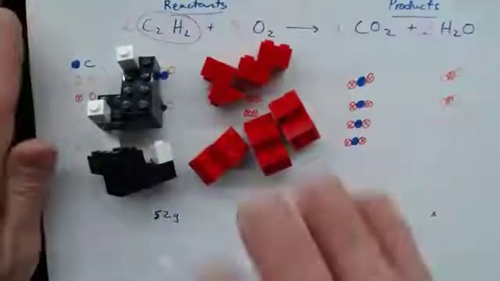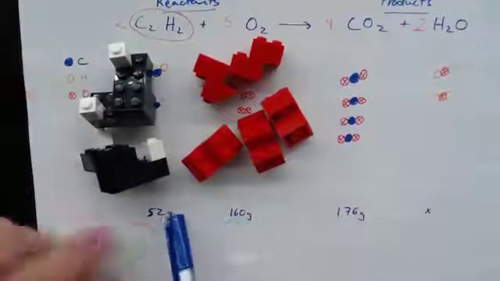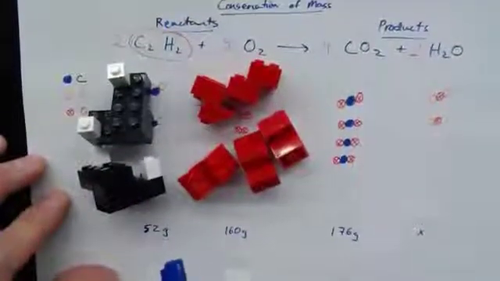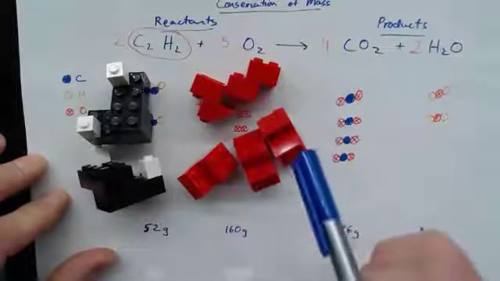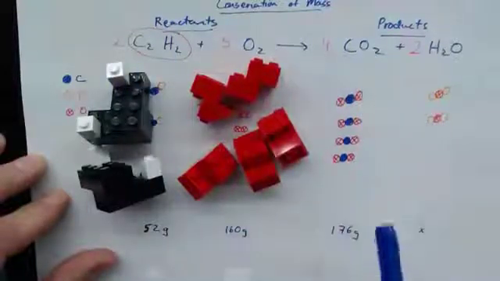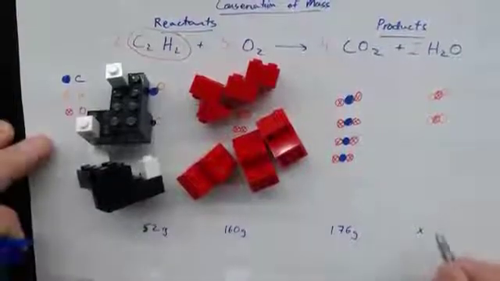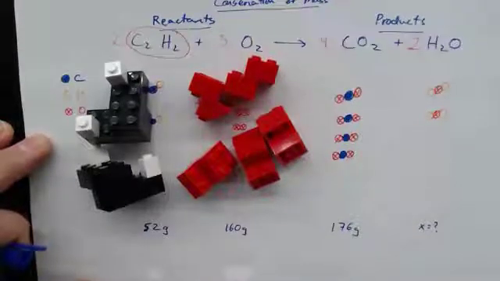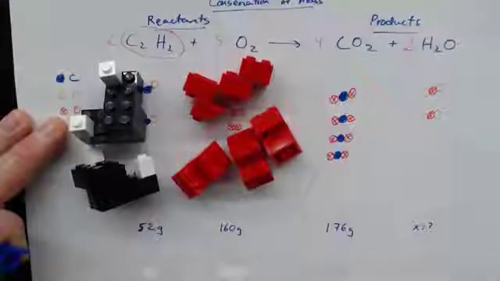What about the mass? Well, now we're going to get to test stuff. If I give you a question and I say there's 52 grams of acetylene and 160 grams of oxygen, and you did the reaction and got 176 grams of carbon dioxide, how much water did you get? How do you find that? It is very simple. Students tend to look at this and think, oh boy, it can't be that easy, and they make something much more complicated and get it wrong.